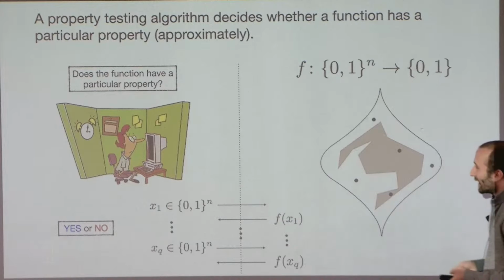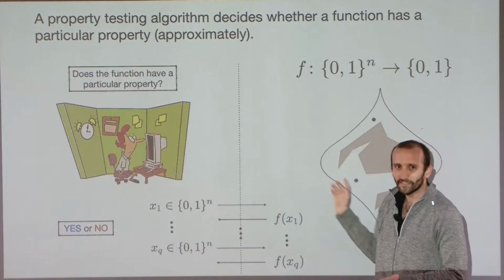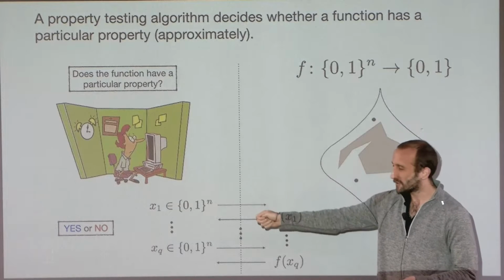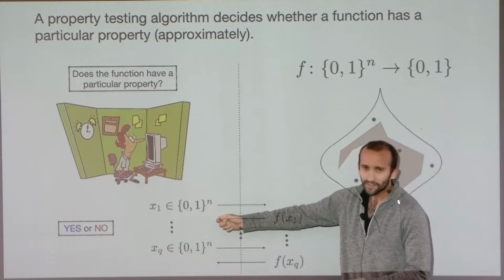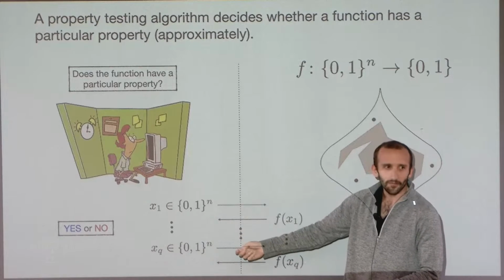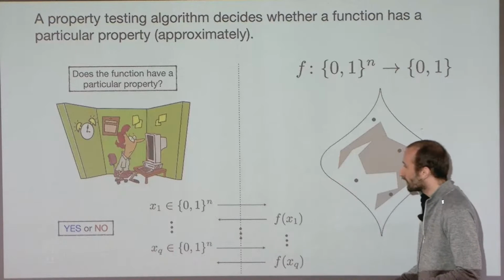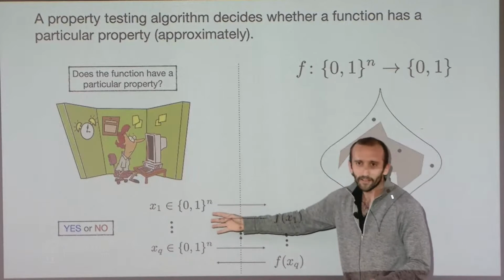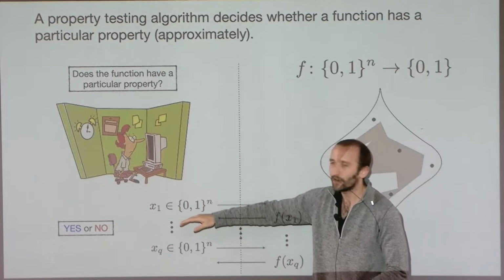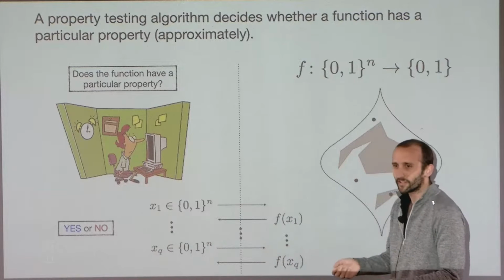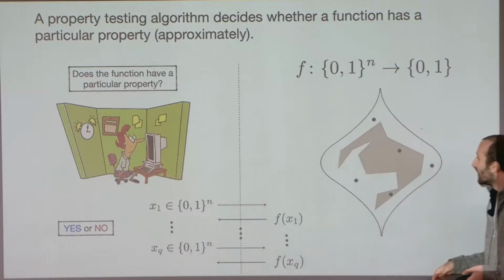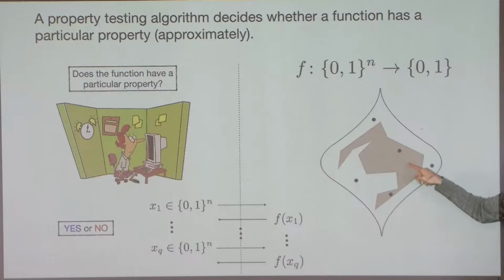The game is that Alice makes queries to this function. She submits what's the function value at x1, and gets the value f of x1, what's the value at x2, and so forth up to xq. q is going to be the number of queries that Alice makes. Based on the query values that Alice has made, she needs to decide to output yes, she believes the function has the property, or no, she believes the function does not have the property. Here's a picture: maybe this is the set that the Boolean function is representing, and this corresponds to the queries that Alice makes, and that's when she comes up with an answer.